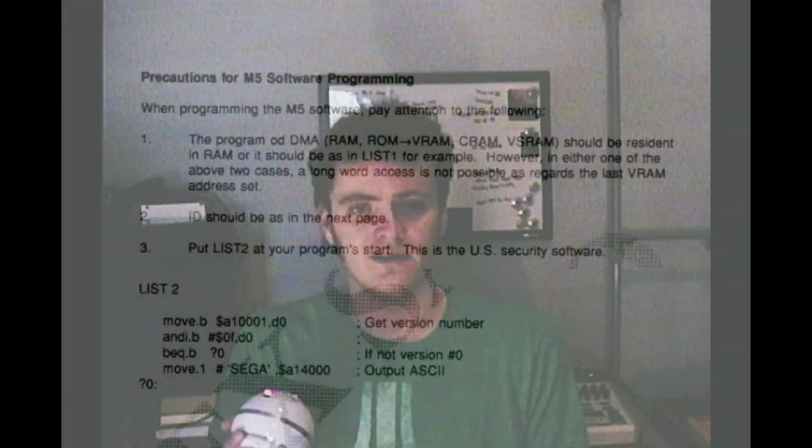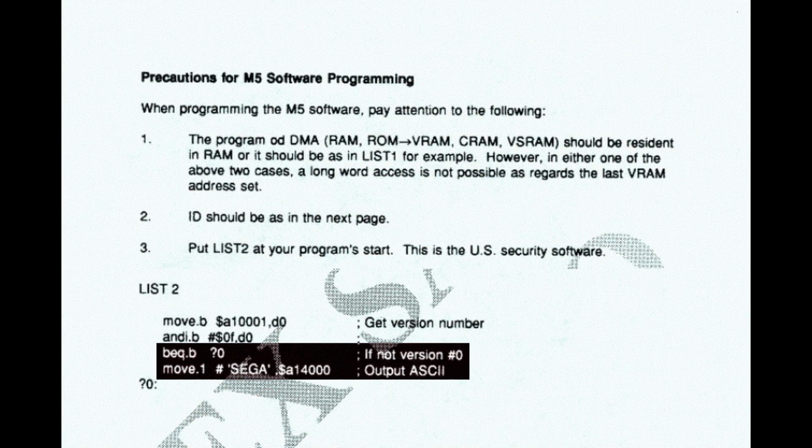And if the version is 1 or higher, then you need to write the ASCII string "SEGA" in all caps to the address A14000. And this is where it actually becomes pretty cool that Sega happens to have a 4-letter company name, because each ASCII character is 1 byte, which means this is a 32-bit value, which a 68K CPU is capable of transferring to and from memory in a single instruction.